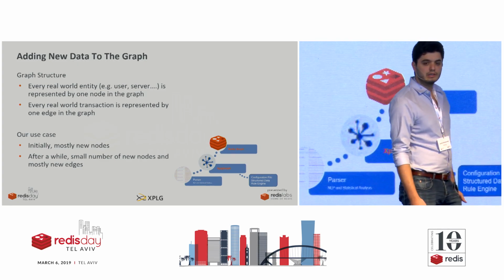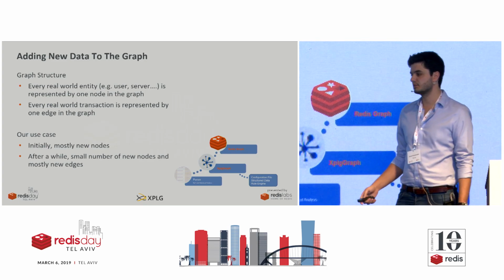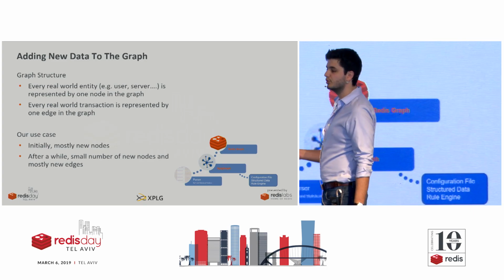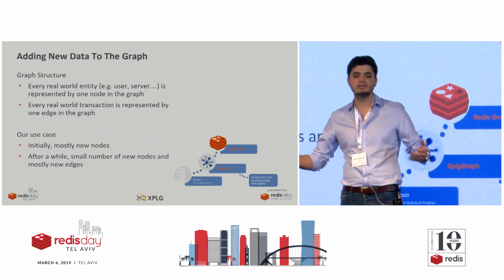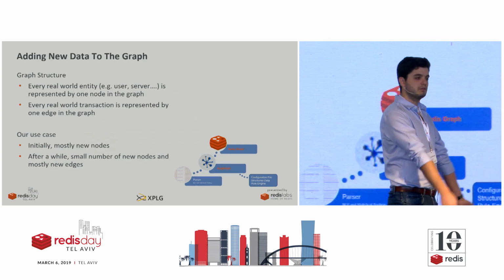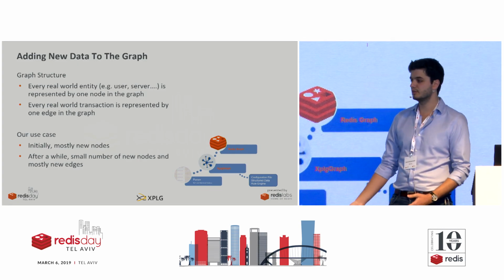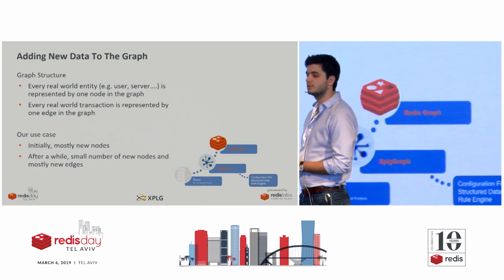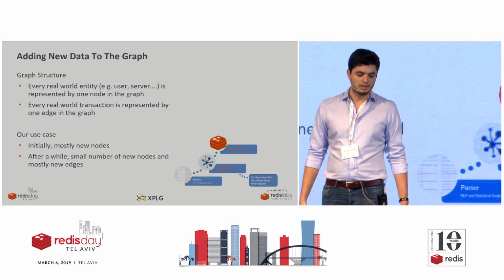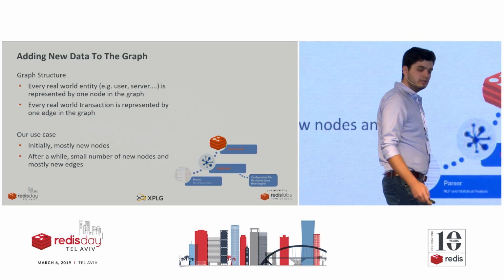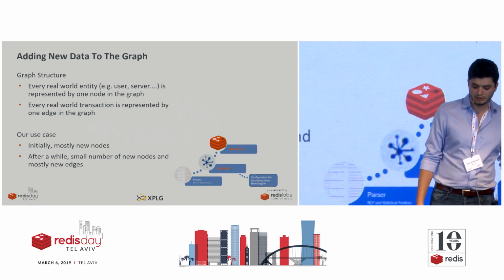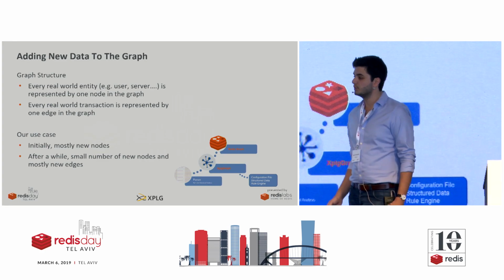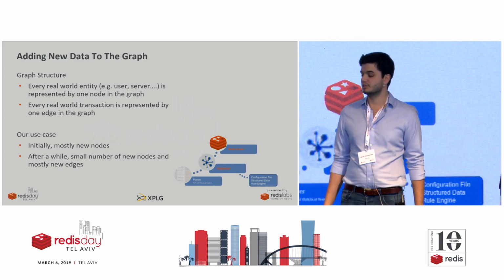In our use case, usually we will have a lot of new nodes at the beginning, a lot of new entities, users, threads, class types in Java, for example, and anything else. And later we'll just have more and more interactions between these entities. So after a while, most of the nodes won't be new, and we will only be left with new edges.